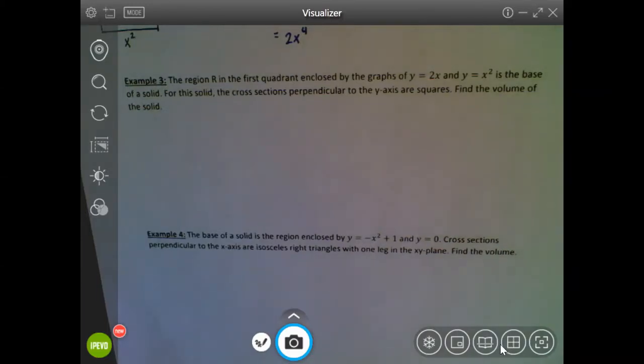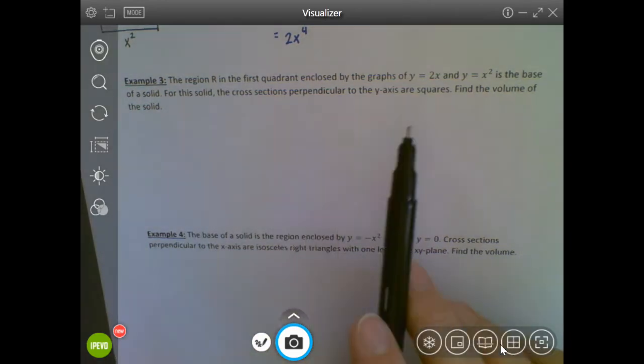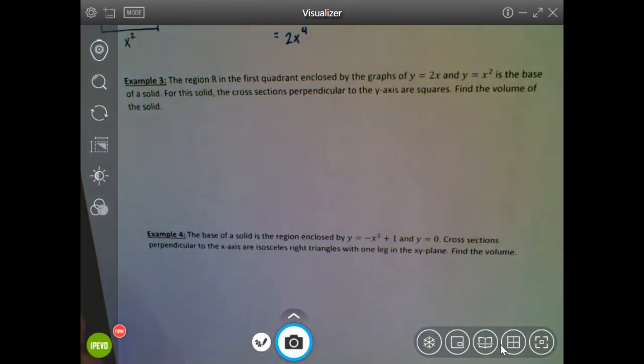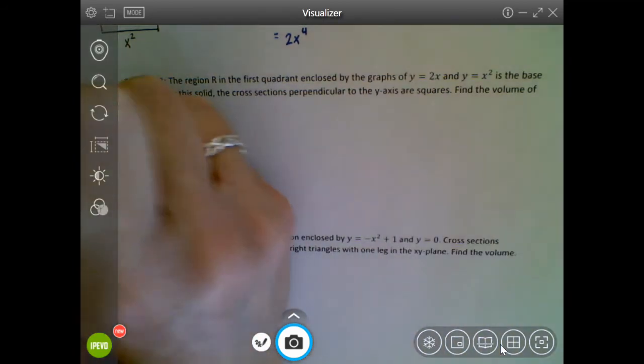Hi, everyone. So here are the last two examples from the notes today with the volume of cross sections. Example 3 has to do with cross sections that are going to be perpendicular to the y-axis. We are told that the region R in the first quadrant enclosed by the graphs of y is equal to 2x and y is equal to x squared is the base of the solid.